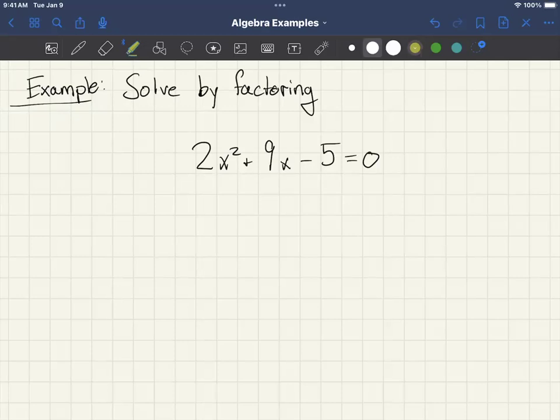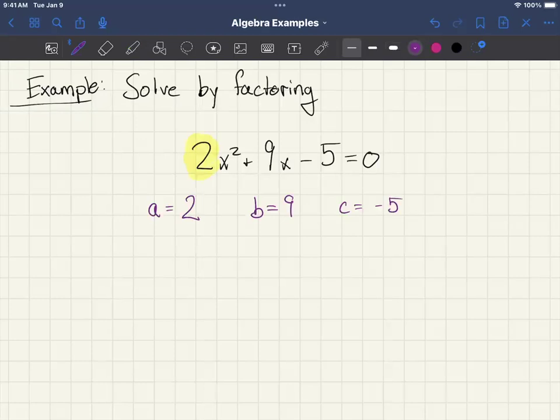Let's get to our problem for today. We are going to solve this equation, 2x squared plus 9x minus 5 is equal to 0, by factoring the equation. The key here to notice is that our a value is not equal to 1. Let's write down, we're going to start off, our a is 2, our b is 9, and our c on this equation is negative 5.